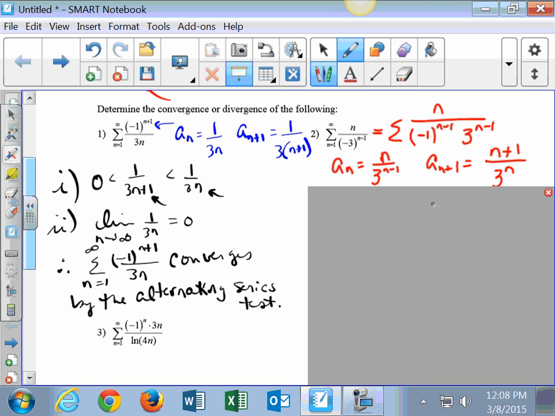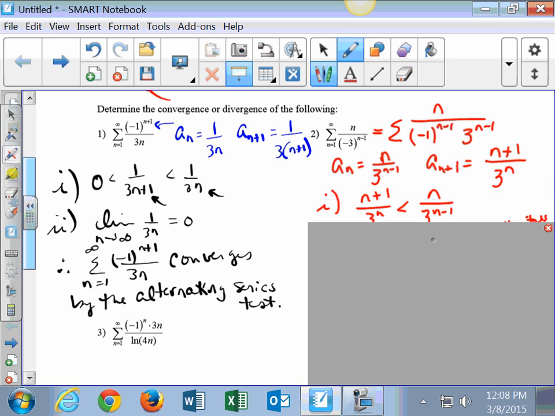And my next term would be n plus 1 over 3 to the n plus 1 minus 1, which reduces down to 3 to the nth power. Now the question is, is the next term less than the previous term? And the answer is yes, because 3 to the n in the denominator is going to be larger than 3 to the n minus 1.